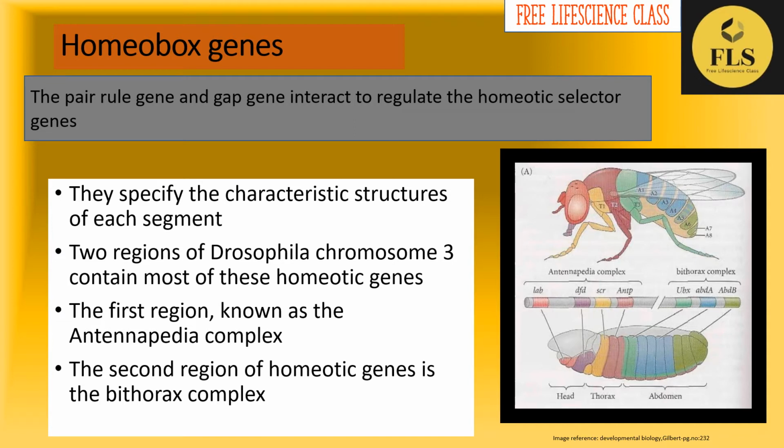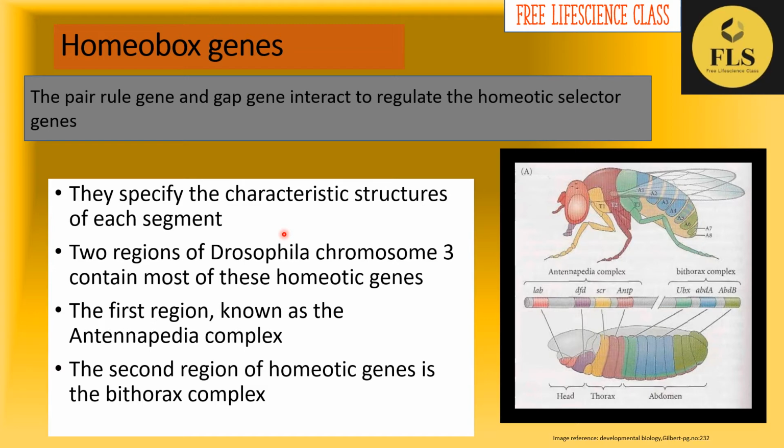We know that the pair rule genes and gap genes interact to regulate the homeotic selector genes, and we have seen that also. So by the end of the cellular blastoderm stage, each of the segment primordia has been given a unique constellation of gap, pair rule and homeotic gene products. Thereby they form a characteristic structure. So the homeobox genes help in forming the characteristic structures of each segment.